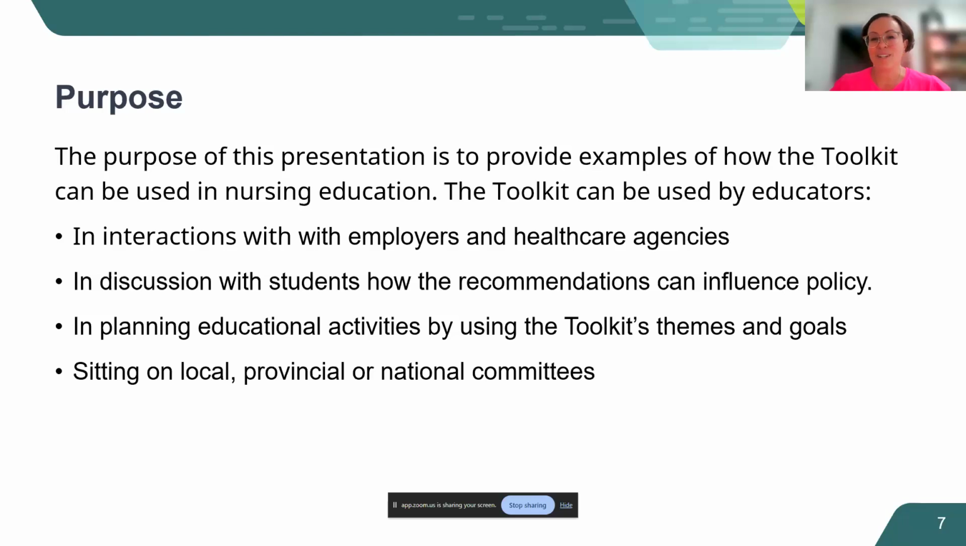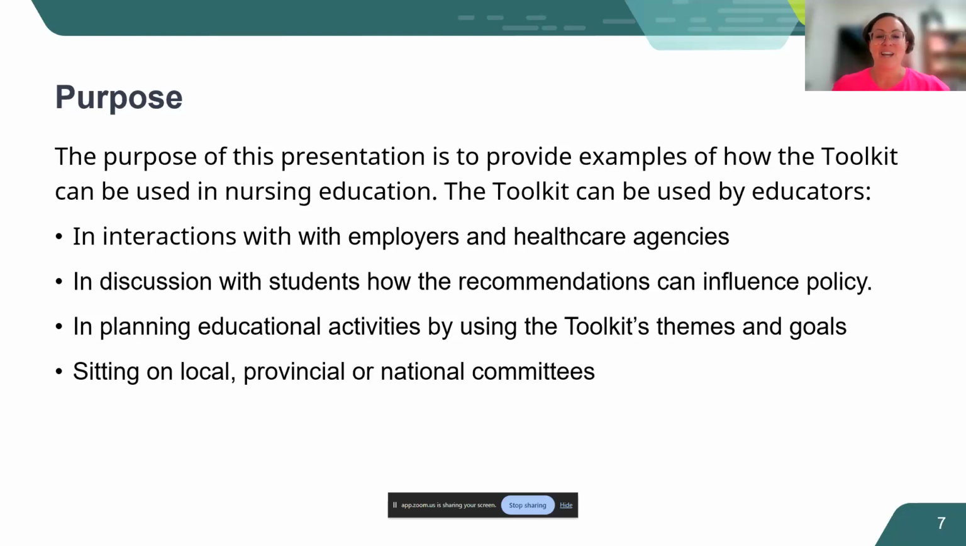Certainly in discussions with students, I think there are some really crunchy policy bits of information in the toolkit, and recommendations in terms of best practices that are highlighted in the toolkit. I think there's also an opportunity to plan educational activities using some of the toolkit's themes and goals, to use it in various types of curricular activities and so on. And I also think that educators are exceptionally well poised because you are really linking the service side of healthcare with the preparation of future nurses.